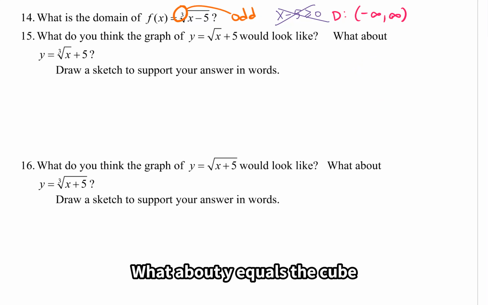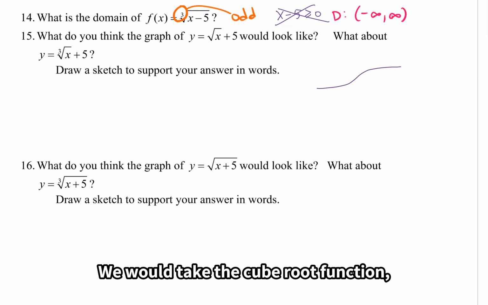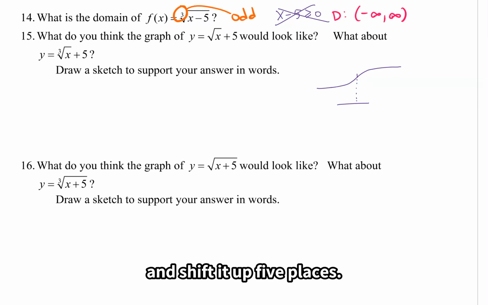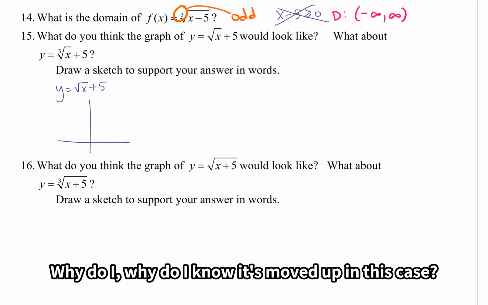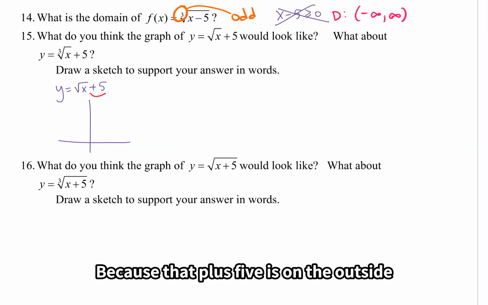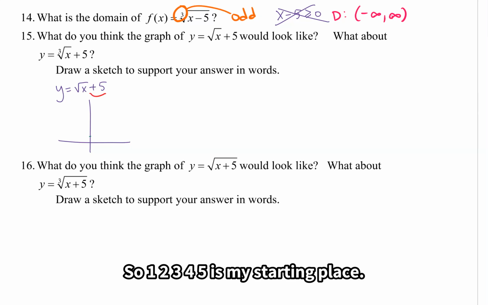What about y equals the cube root of x plus 5? We would take the cube root function and shift it up 5 places. Draw a sketch. So y equals square root x plus 5. Why do I know it's moved up in this case? Because that plus 5 is on the outside of the radical. And so 1, 2, 3, 4, 5 is my starting place.